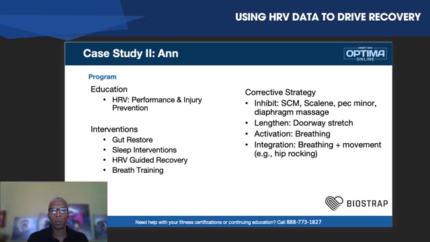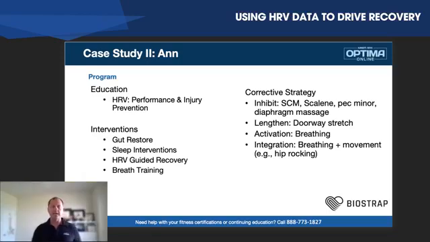So this corrective strategy for Ann could be something that is integrated into part of her warm up. It could be something she begins with as she is moving into preparing for either performance or training, but it could also be used as part of the recovery strategy. It could be used as she's getting ready for bed, maybe half an hour before bed, to help calm her down or bring her back down a little bit, because it is focused so much on breathing.